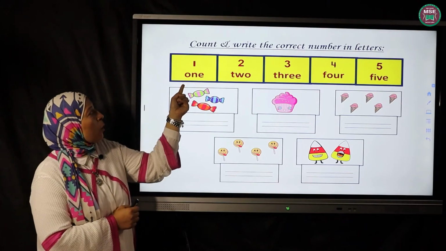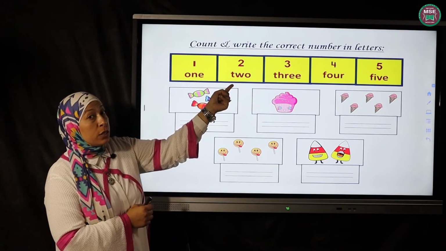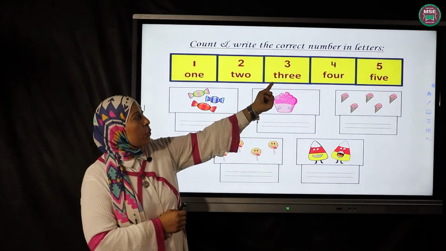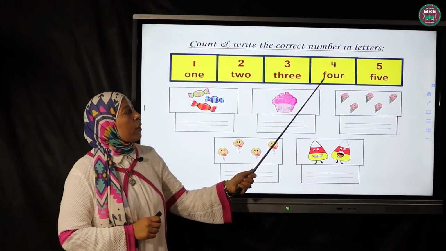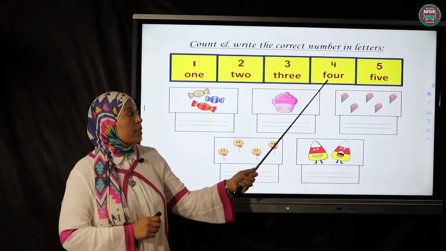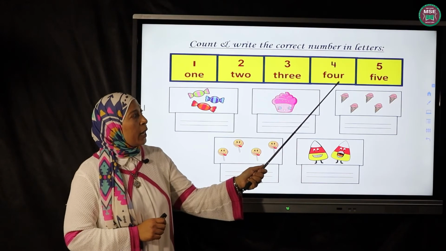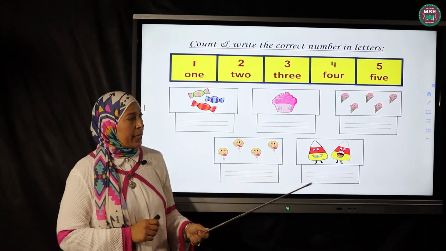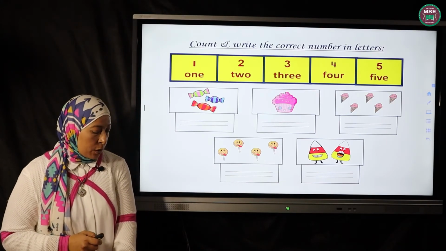Read with me. O-N-E, yes, 1. T-W-O, 2. T-H-R-E-E, 3. And F-O-U-R. Remember what I said? We have to look at the second letter. Yes, 4, and the last one is 5. Excellent. Let's go and count the first box.